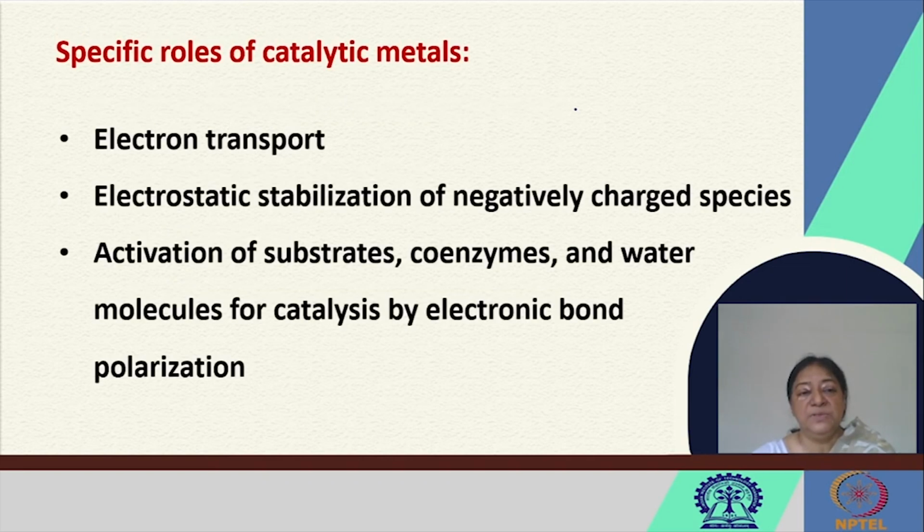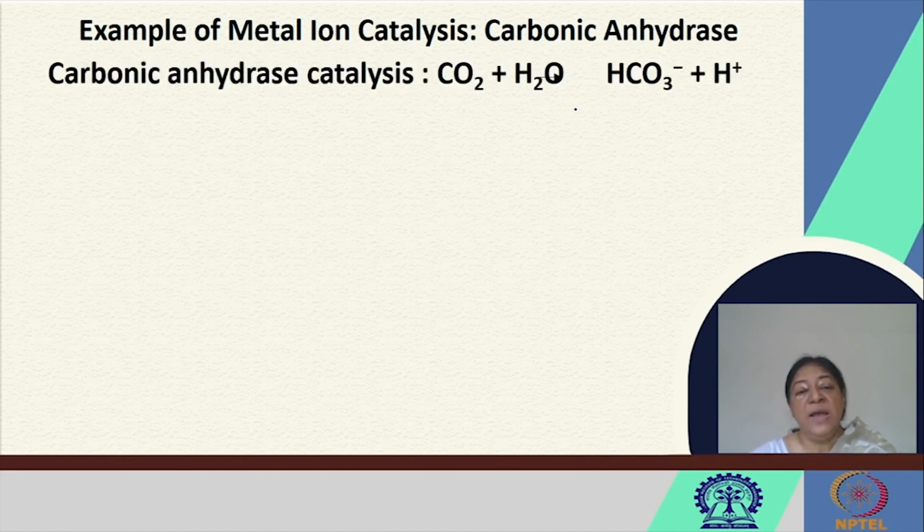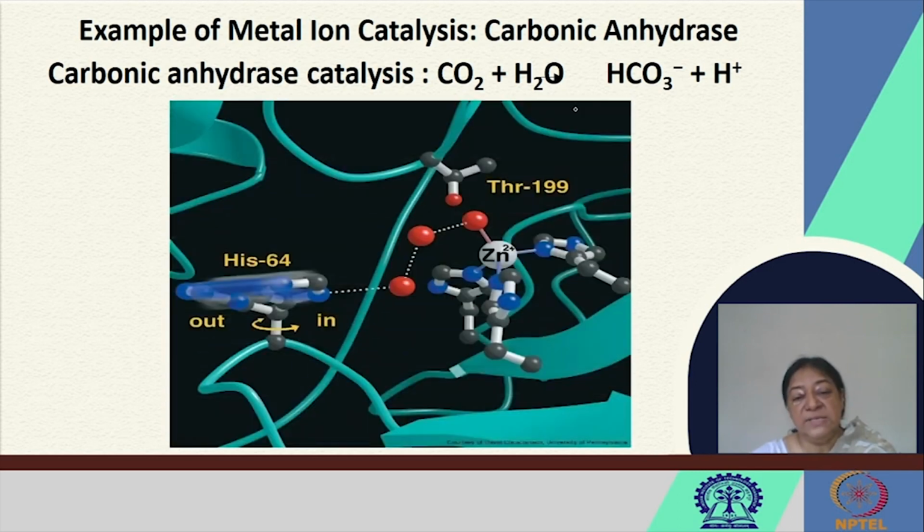In the examples, we have therefore electronic transfer possible, electrostatic stabilization, activation of the substrate, coenzymes and water molecules for a catalytic reaction that is going to involve a metal. The example that we will be looking at is carbonic anhydrase, where a catalysis occurs in the formation of the bicarbonate ion. This is the catalytic site of the enzyme active site, where we see the zinc ion in a specific location because of the role that it has to play.